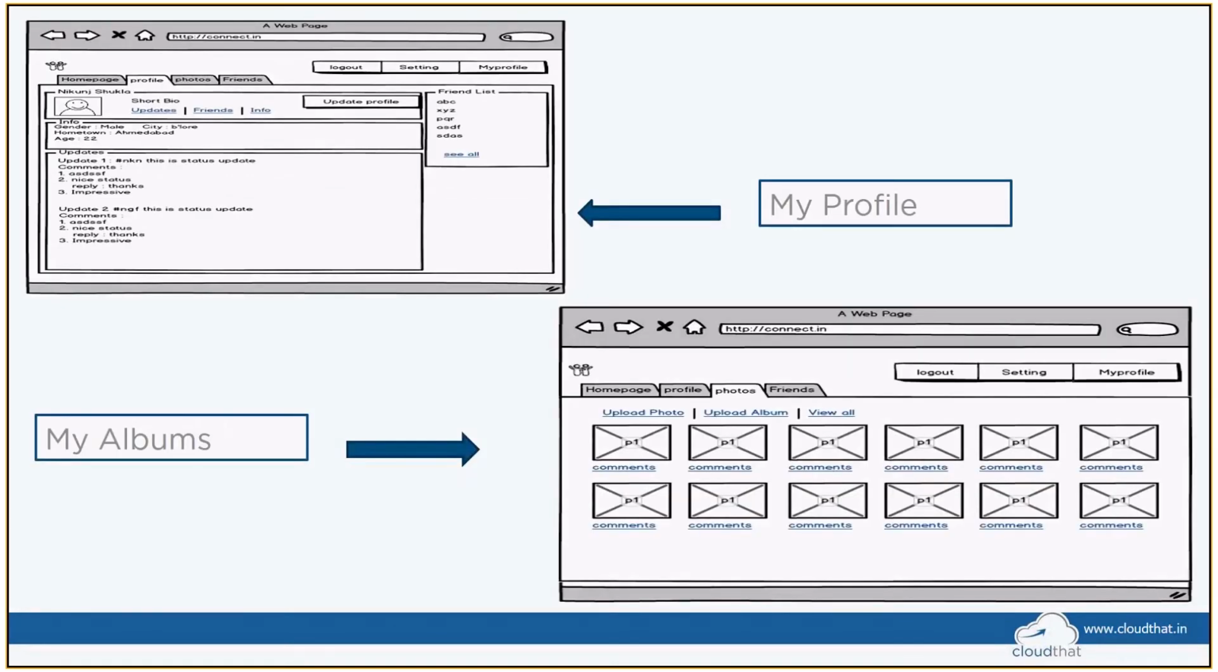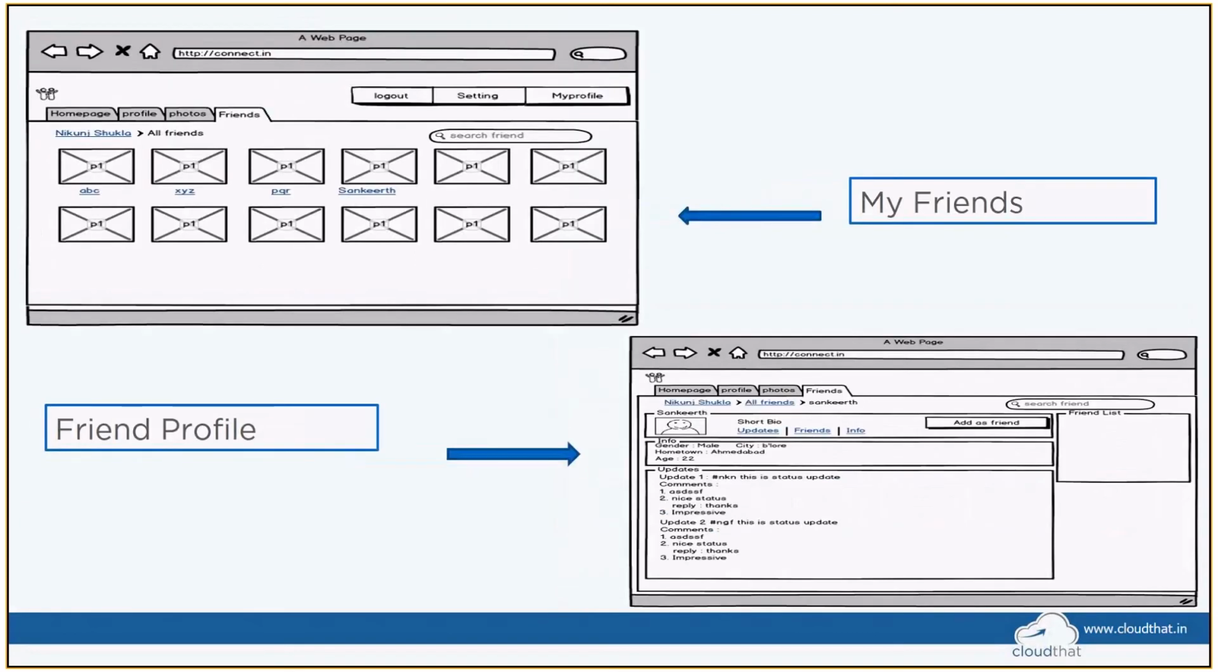When somebody goes to my profile, he looks at his own bio along with a few statuses that he has posted. And if he goes into his photos, he'll be able to see all the albums. In case he goes into one album, he'll be able to see multiple photos. And if he goes to his friends, he'll be able to see a list of his friends as well as his friend's profile. If he clicks on one friend's profile, he'll be able to look at one single friend's details.